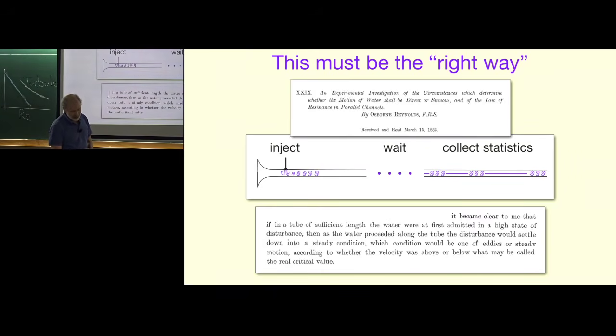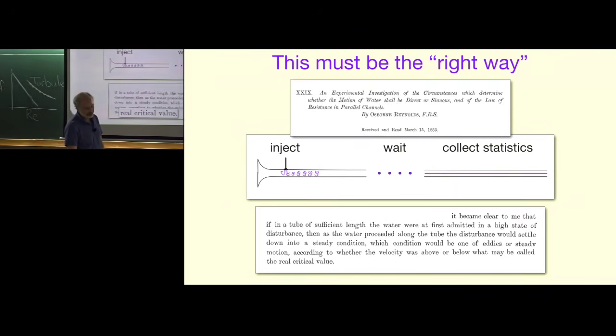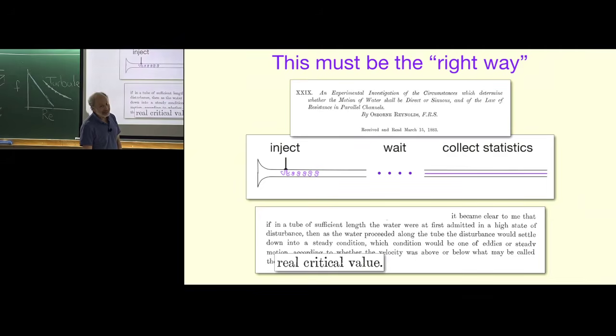if water were first emitted in a high state of disturbance, i.e. you're going to have to disturb the flow, that's the right way to do it, then as the water proceeded along the tube, wait a long time, the disturbance would settle down into a steady condition, which would be either one of eddies, which we would now just refer to as turbulence, or one of steady motion, laminar flow, according to whether the velocity was above or below what might be called the real critical value.